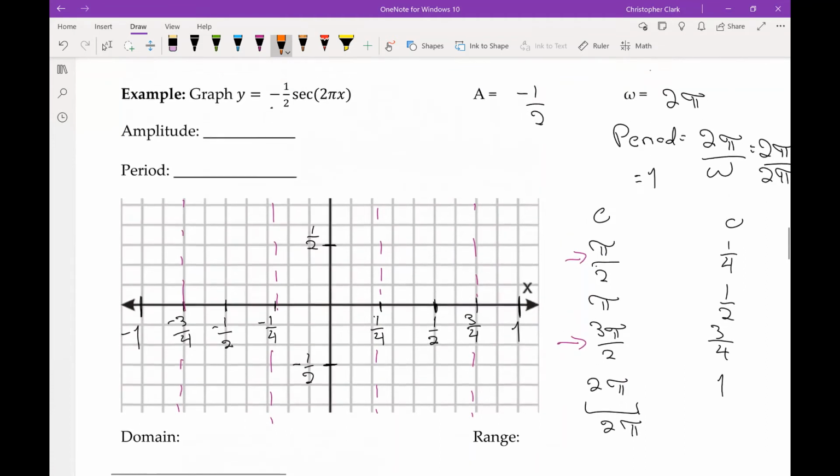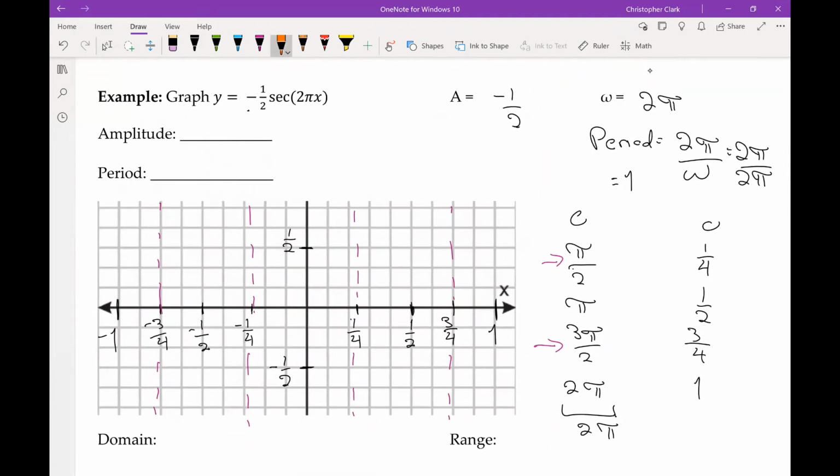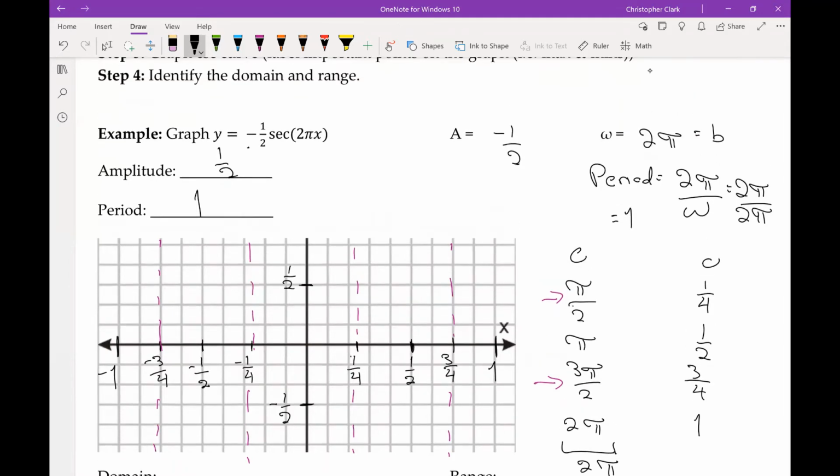Okay, so I already did a little bit of work here. So negative 1/2 secant of 2 pi x. Our a is 1/2. Our omega, which in this case is using the same notation from the last worksheet, is b, is 2 pi. Now to calculate the period, it's 2 pi over omega, which is 2 pi over 2 pi. This period is just 1. The amplitude is going to be the absolute value of our a, which is 1/2. So I already went through and calculated the new special points. So you take pi over 2 and divide it by 2 pi, you get 1/4, and so on and so forth.